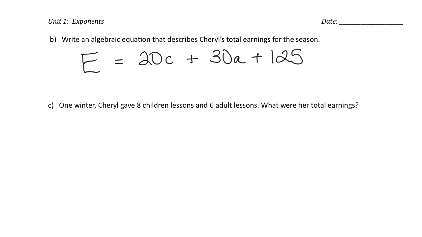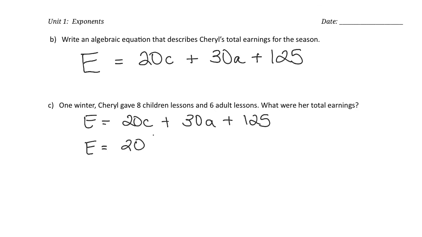And now let's actually try to solve this. So one winter, Cheryl gave 8 children lessons and 6 adult lessons. What were her total earnings? So I've gone ahead and recopied the equation. And now what we're going to do is fill in the pieces of information that were given to us. So they told us that Cheryl gave 8 children's lessons. So that means in the place of the letter C, I'm going to stick in the number 8. And Cheryl also gave 6 adult lessons. So that means in the place of the letter A, I'm going to put in 6.